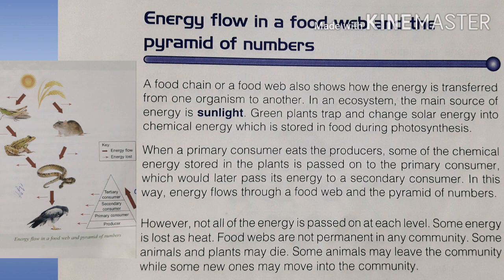However, not all of the energy is passed on at each level. Some energy is lost as heat. Food webs are not permanent in any community or ecosystem. Some animals and plants may die. Some animals may leave the community while some may move into another habitat or another community.